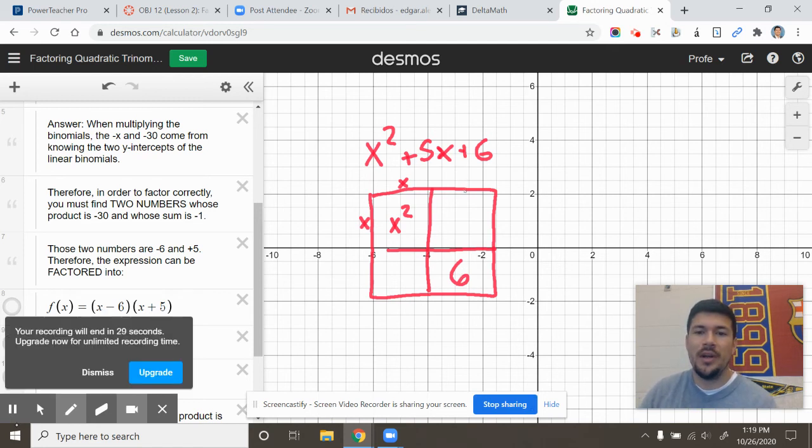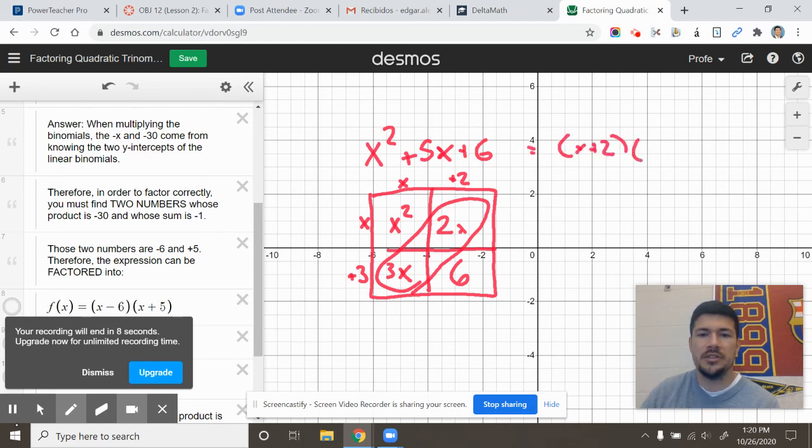But 6 and 1 have a sum of 7. You need two numbers that multiply to 6, such as 2 and 3. 2x, 3x, whose sum will be that middle term, 5x. 3x plus 2x is 5x. So now we have factored it to x plus 2 times x plus 3. End of story. Two numbers whose product is C and whose sum is B.